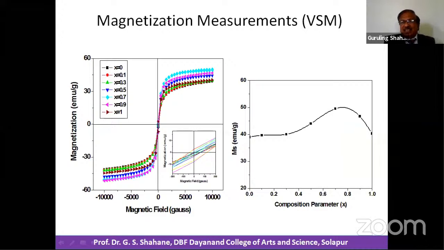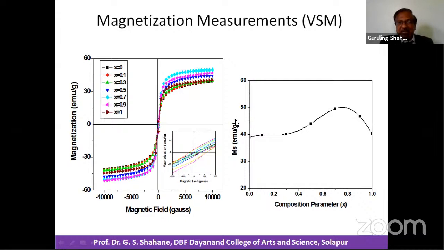Now our interest, for hyperthermia, it must have high specific absorption rate, and which depends upon its magnetization. So for that, magnetization measurements were carried out by using a vibrating sample magnetometer, and these are the different VSM curves. You will see that the saturation magnetization changes with composition parameter. It increases, it reaches maximum for about x equal to 0.7. So when Mn concentration is about 0.7 in that composite, you have a maximum value of magnetization.